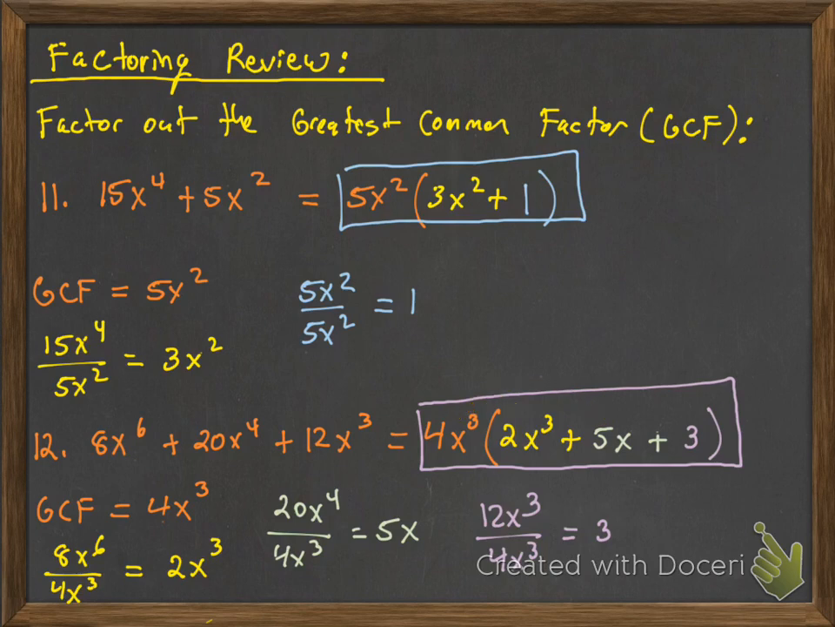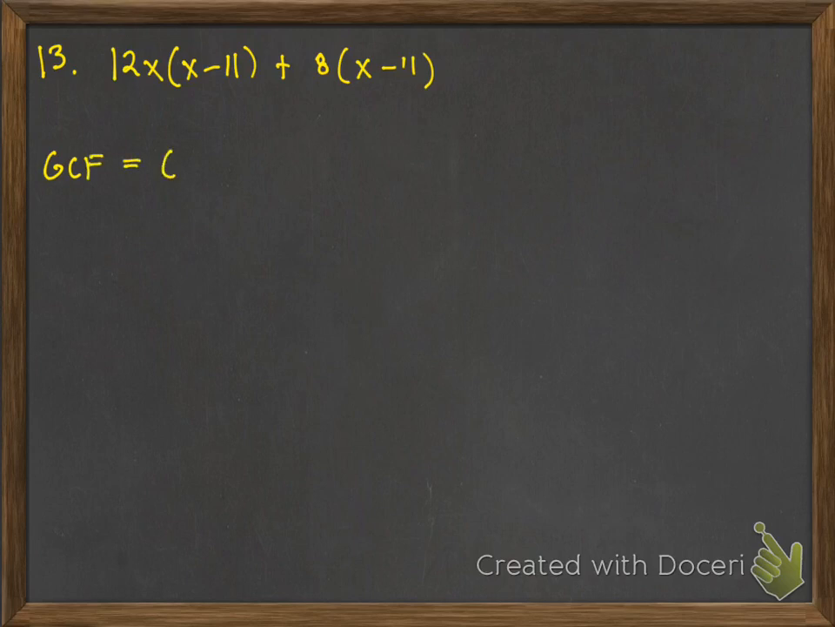The next thing is more of a lead up to actually factoring trinomials by something called factor by grouping or the AC method. And so it's the same thing that we're doing here, it's going to look a little different is all. So let's factor 12 times x minus 11 plus 8 times x minus 11. Now this one's a little bit different, so the factor in common is x minus 11.